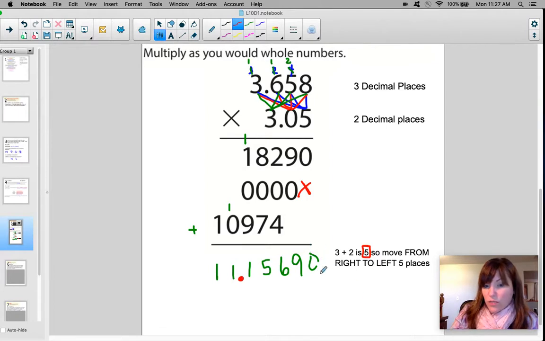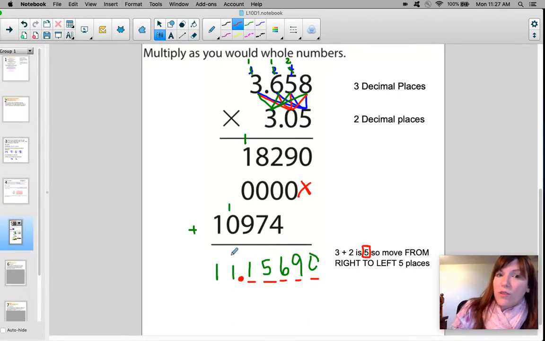And I don't really need to count this 0 when I'm reading, but I do need to count it when I'm figuring out where my decimal point should go. When I'm reading this answer, I can say 11 and 1,569 10,000ths. Even though this number is in the 100,000ths, we can drop that 0 at the very end. But we do need it to figure out how many decimal spots should be to the right. We have 1, 2, 3, 4, 5 decimal spots.